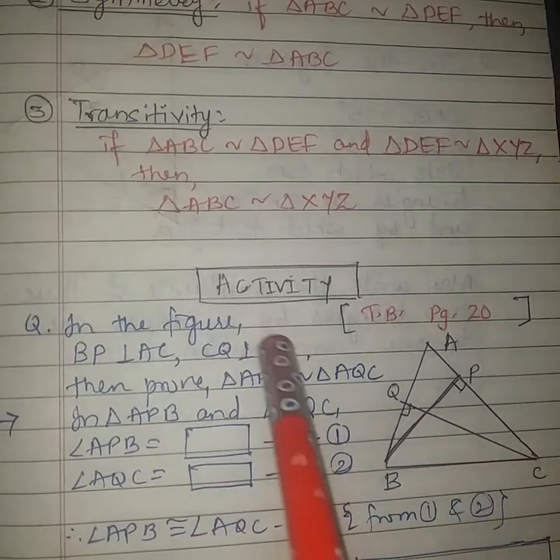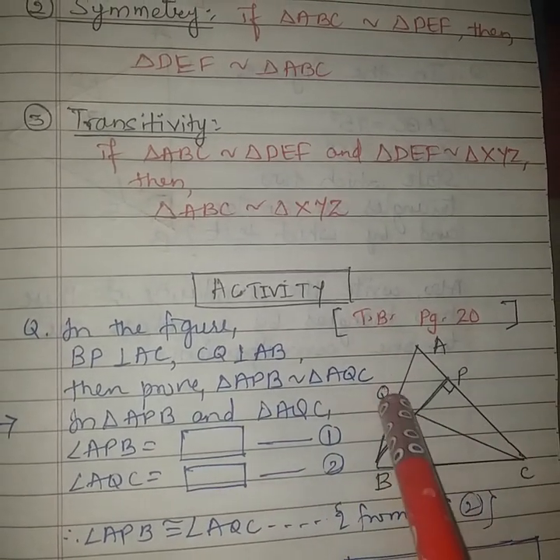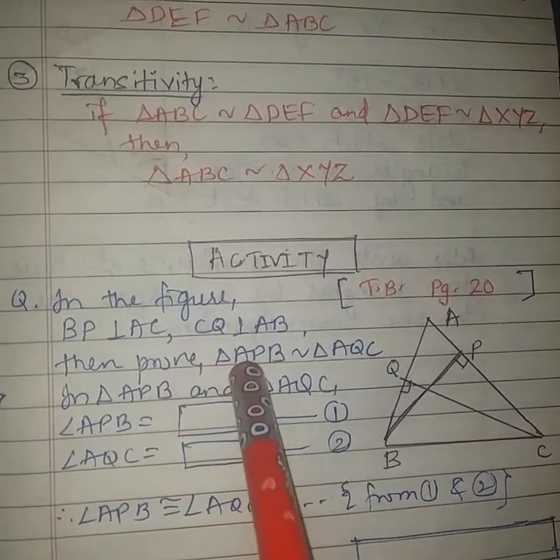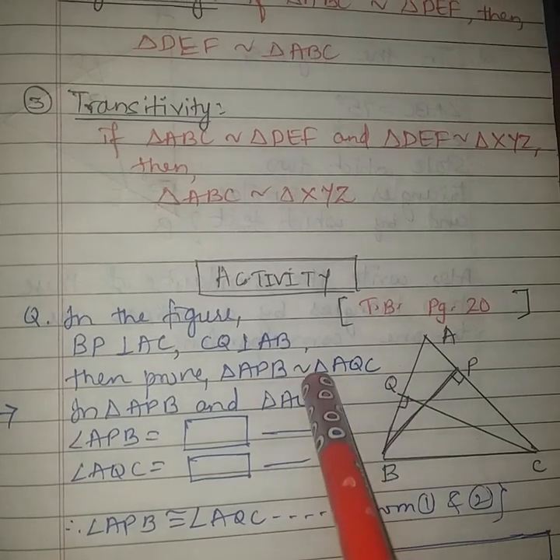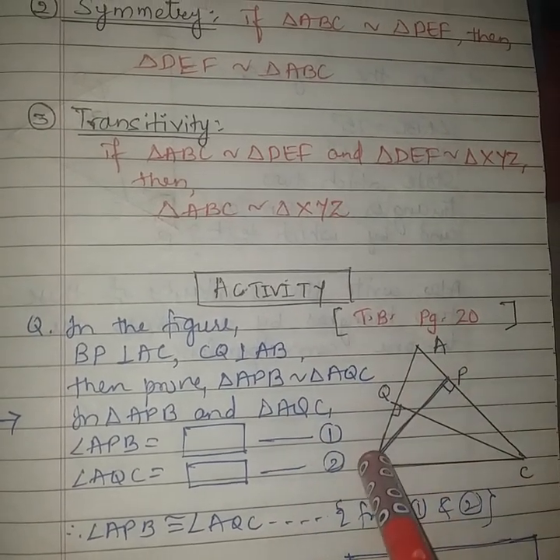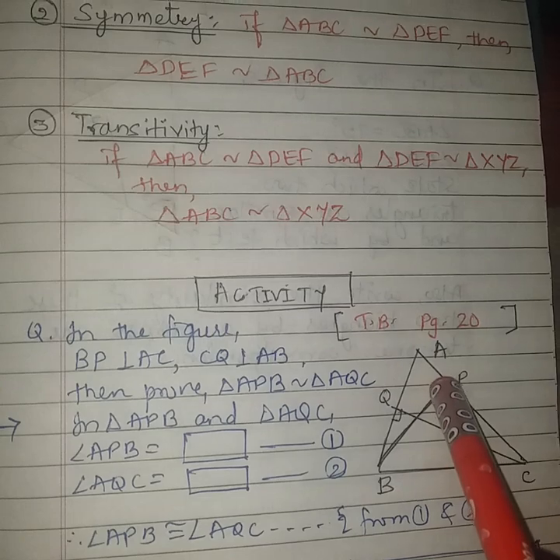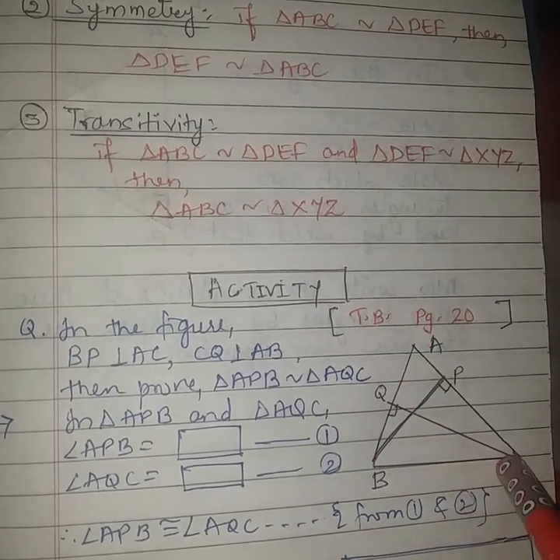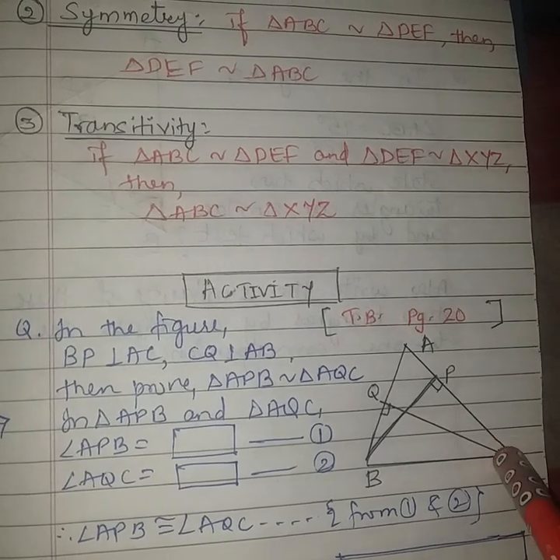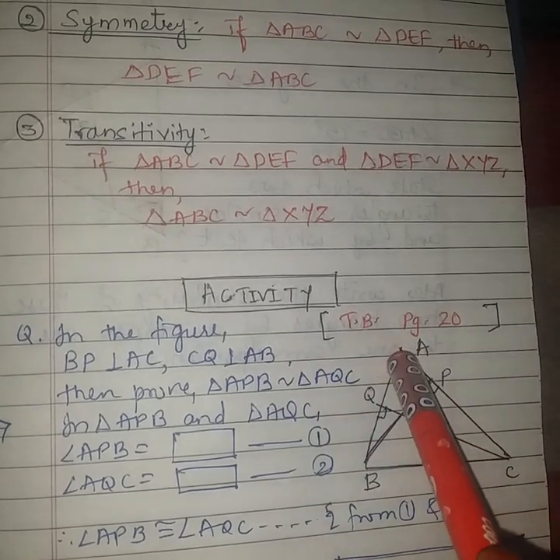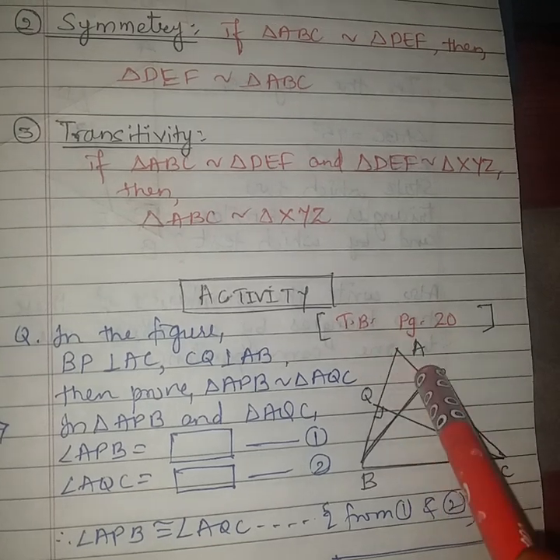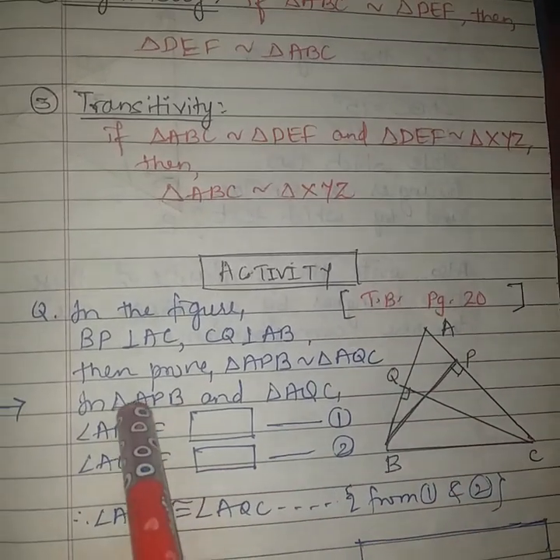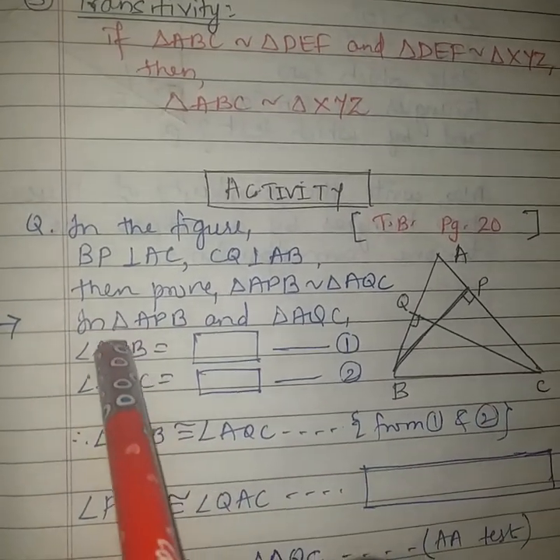Next, CQ is perpendicular to AB. Again, it can be seen over here. CQ is perpendicular to AB. Then we have to prove that triangle APB is similar to triangle AQC. Try to understand the triangles from the diagram. APB, this triangle, we need to prove to be similar to AQC, that means this triangle. So this is one triangle and this is the other one, right? Now let's start to prove this by an activity.